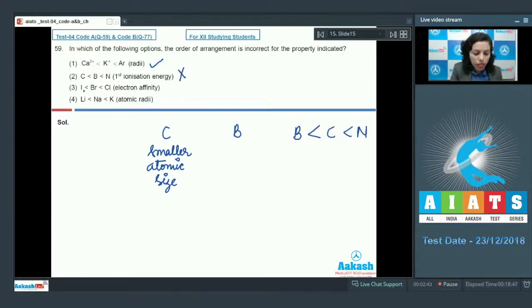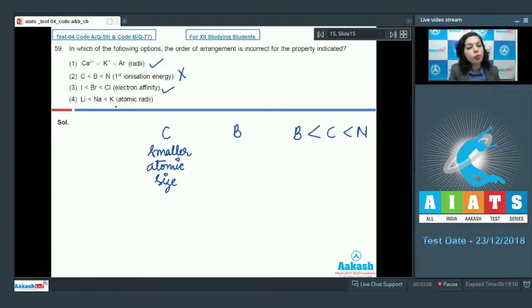Further, we have I, Br and Cl. These 3 are halogens, iodine, bromine and chlorine, and we have to check their order of increasing electron affinity. That you can understand on the basis of electron gain enthalpy. This is the correct order of electron gain enthalpy, and that is why the nature of electron affinity is also correctly given here. This is also correct.